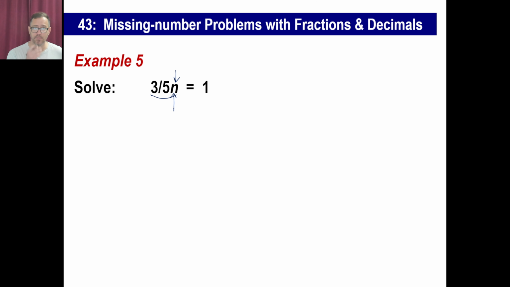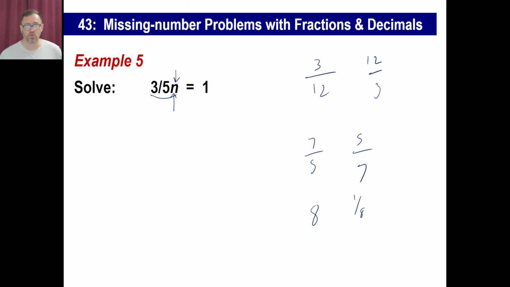Now what you're going to have to remember is the idea of reciprocals. Remember those? A reciprocal of, let's say, 3/12 would be 12/3. The reciprocal of 7/5 is 5/7. The reciprocal of 8 would be 1/8, right? Because 8 over 1 is 1 over 8. So all you need to do for these is just figure out what the reciprocal of this number is, and then that's what your answer is going to be. The reciprocal of 3/5 will be 5/3, and that's your answer.